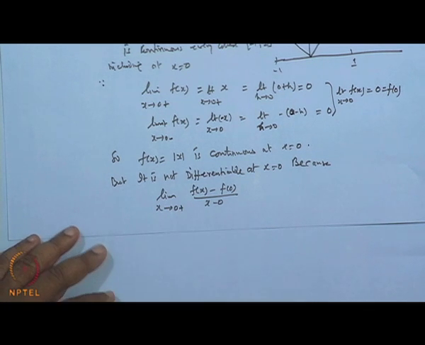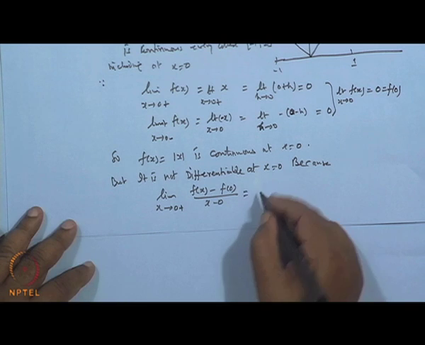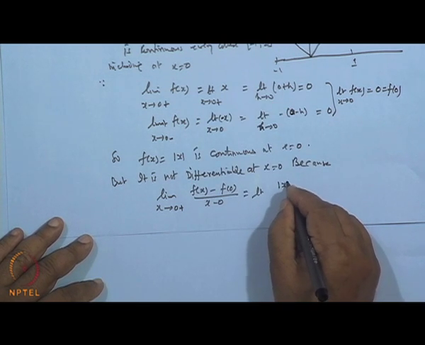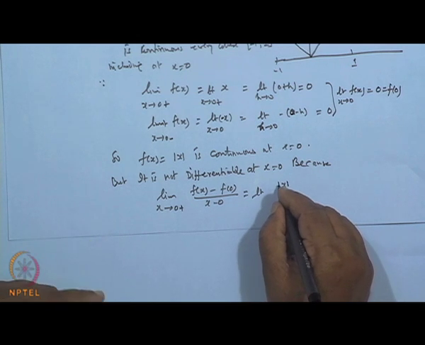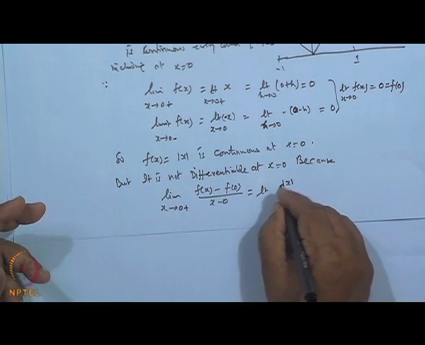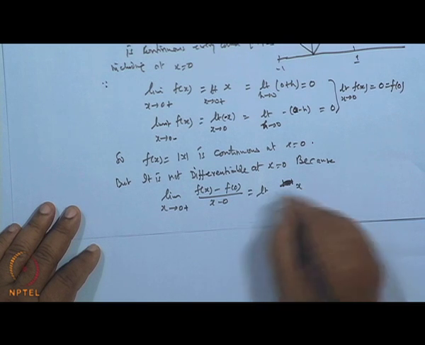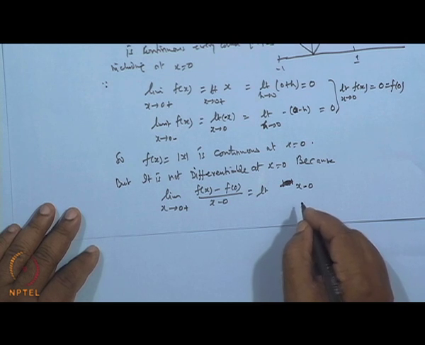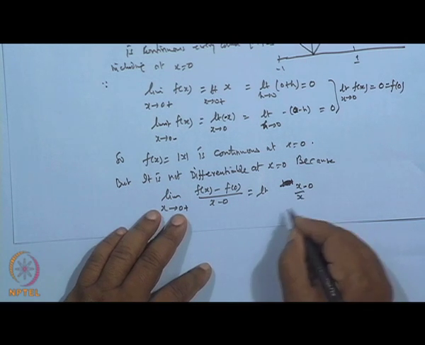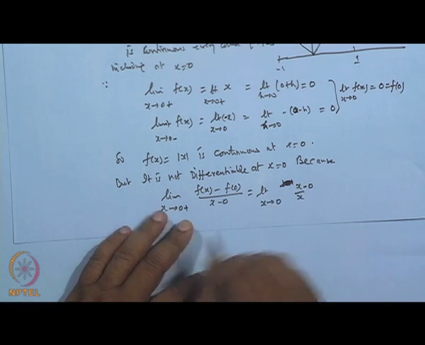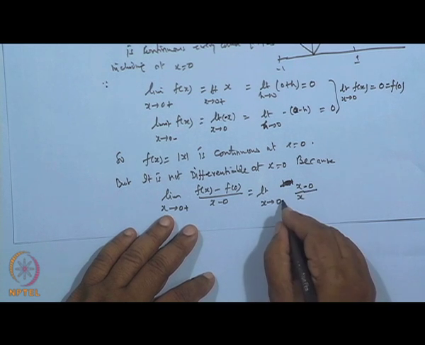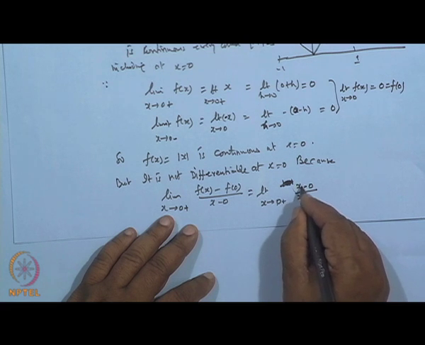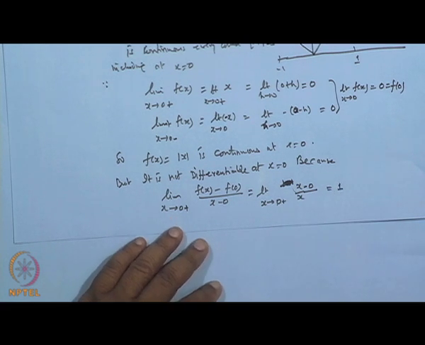from the positive side, what do we get? The limit of f(x) on the positive side is |x|, and |x| is simply x, because x is positive. So it is x minus 0, divided by x, as x tends to 0 plus. When x is positive, |x| equals x, so the limit comes out to be 1.